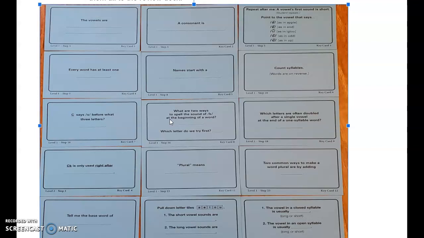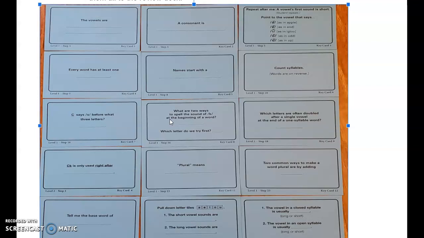The next question has to do with the floss rule. It's asking which letters are often doubled after a single vowel. At the end of a 1-syllable word, that vowel has to be short sound. It has to be saying that first most common sound. And the answer to this is F, L, and S. And those 3 letters kind of make the sound of floss if you were reading it. And so that's why it's called the floss rule.